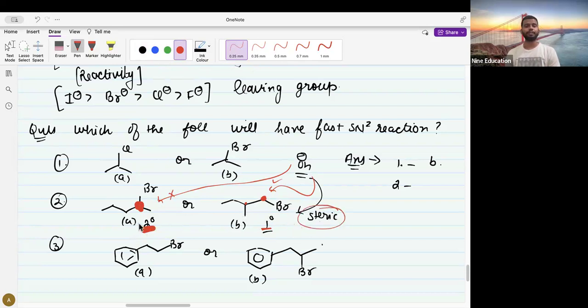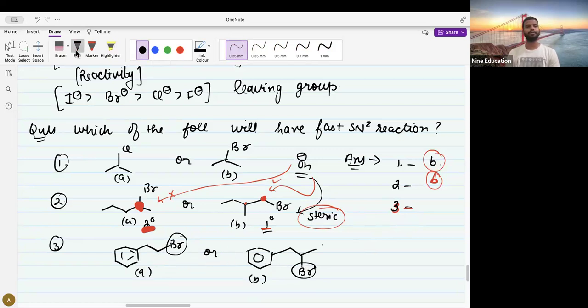So in the second, between A and B will be our answer. Third one also, check and tell. See, in both the cases we have bromine, so the bromine leaving group is the same. So now it depends upon the substrate.